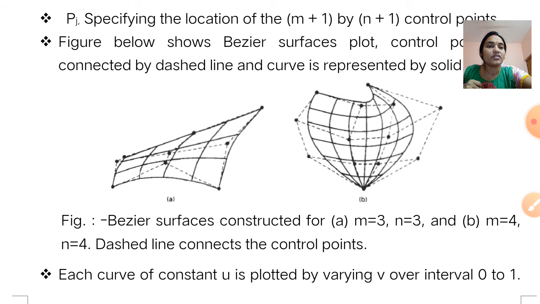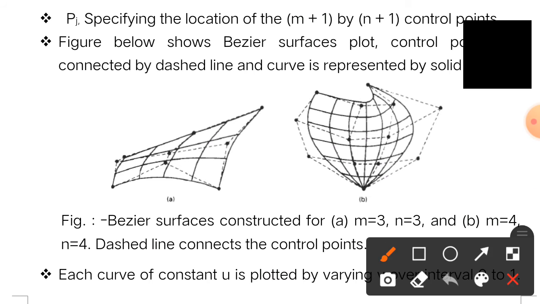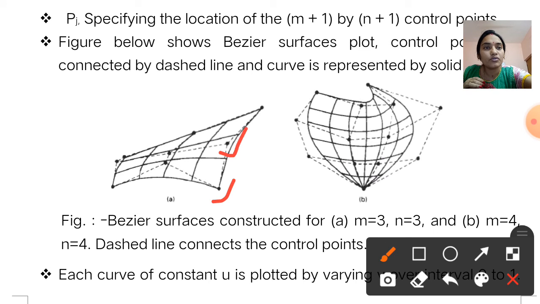In the first figure, figure A, m equals 3 and n equals 3. That means here there are 3 control points, 1 2 3, and in this direction also 1 2 3. So on both sides m equals 3 and n equals 3, but in figure B, m equals 4 and n equals 4. That means 1 2 3 4.